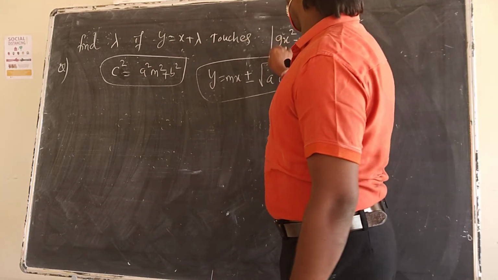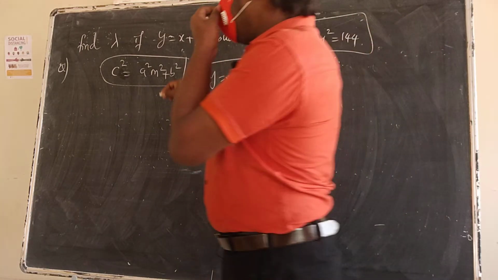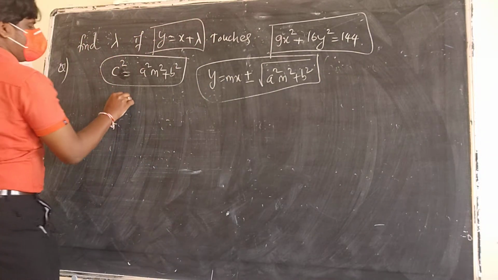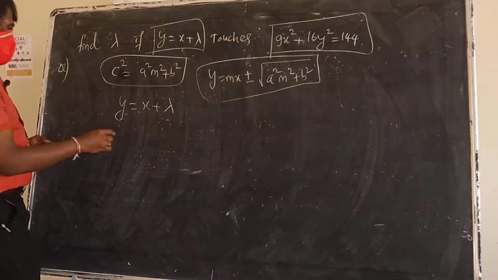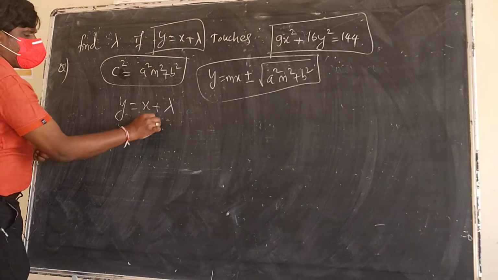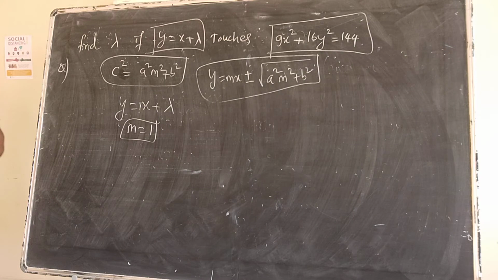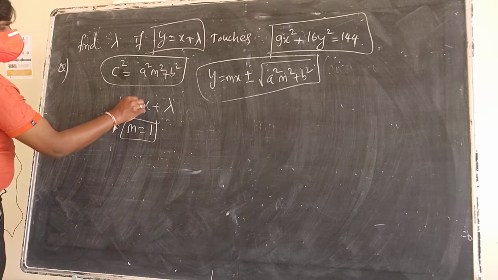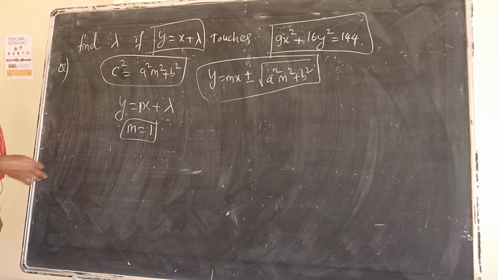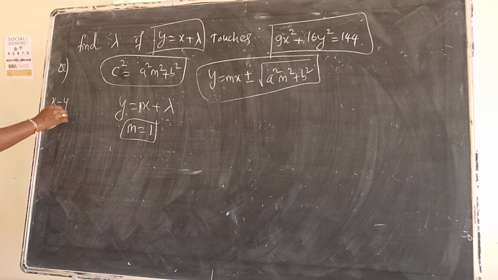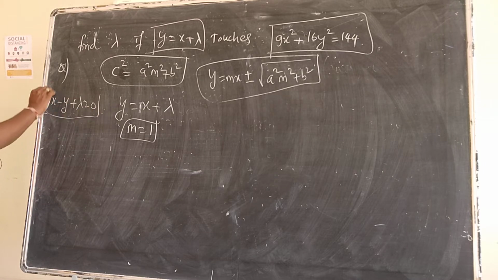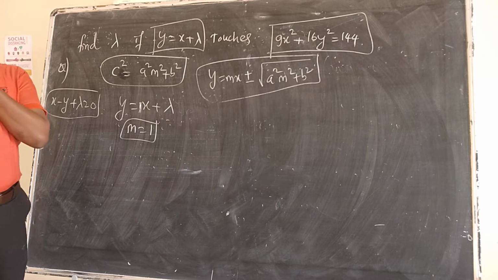Here this is the line, so the line is in the form y is equal to mx plus c. So what is the m here? The slope m is 1. If you compare, the coefficient of x is 1, and in y is equal to mx plus c, the coefficient of x is m. Otherwise you convert it into line equation form. The slope formula is minus x coefficient by y coefficient. Or directly, from y is equal to mx plus c, m is equal to 1.